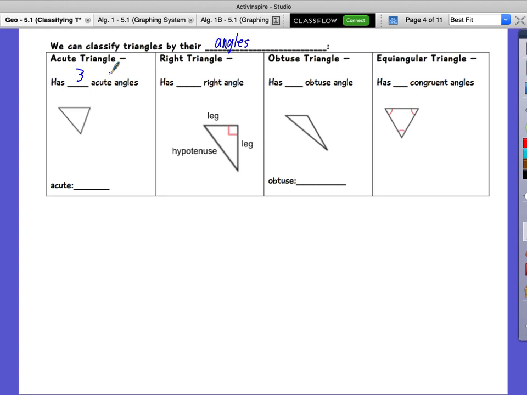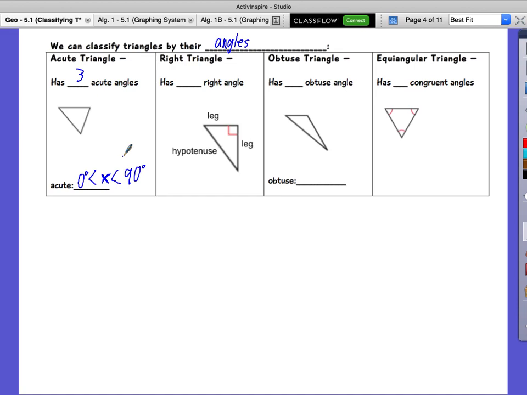Someone remind me, what's an acute angle? It's below 90. So it's going to be between 0 and 90. So our angle measure x would have to be between 0 and 90, bigger than 0, less than 90.